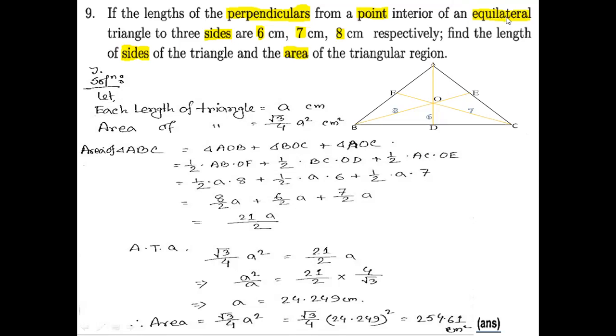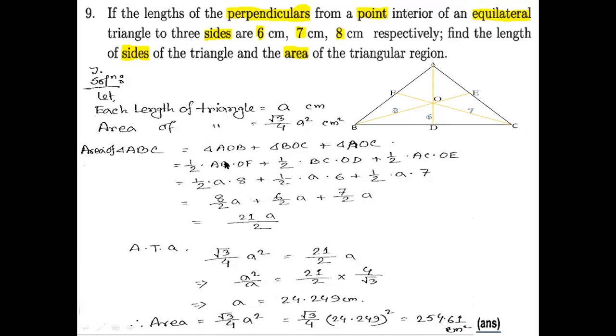And it is also given that this triangle is an equilateral triangle. So all sides AB, BC and CA are equal. Let us assume the length of the triangle's side is a centimeter. Then the area will be root 3 by 4 into a square. You know this. Okay. Now the total triangle can be separated into three triangles: AOB, then BOC, then COA. We can say our total area is divided into 3 parts.